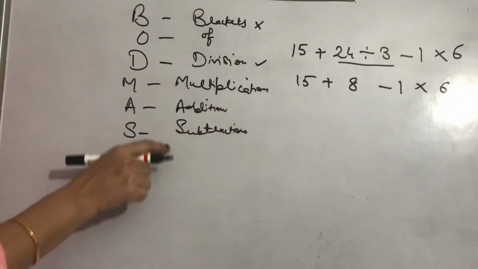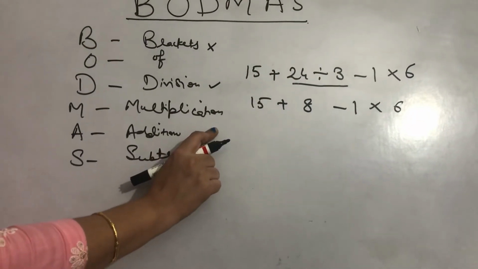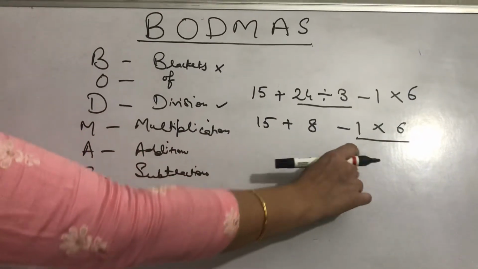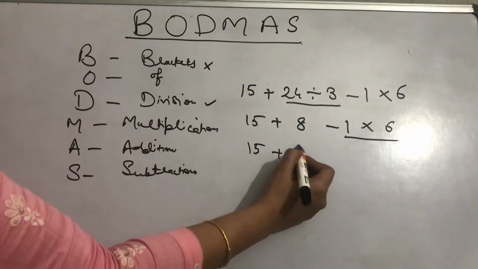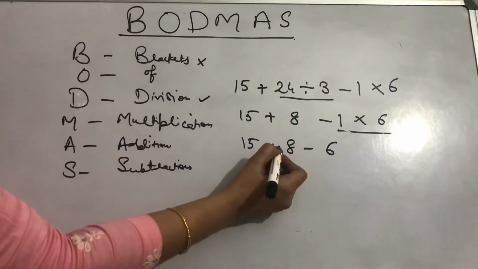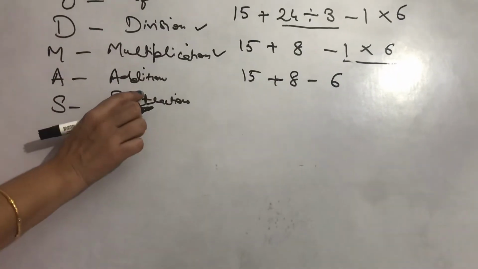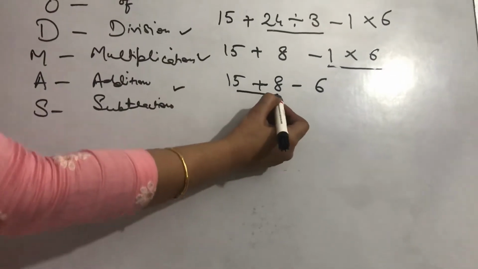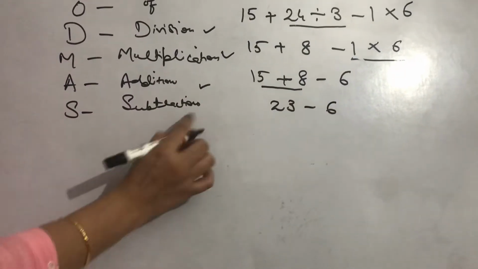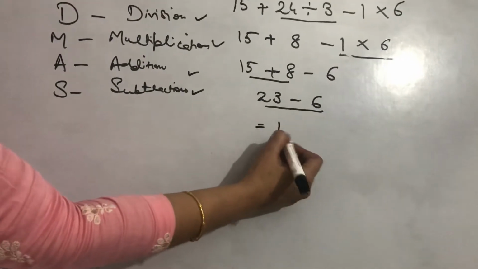Now we will follow this order. After division we have to remember we have to do multiplication. Where is multiplication? 1 into 6. Now 15 plus 8 minus, 1 6s are 6. Then after multiplication we go to our next step, addition. 15 plus 8 becomes 23. Now last, subtraction. 23 minus 6 is equal to 17.